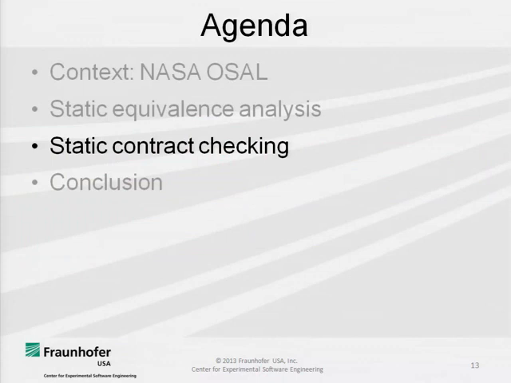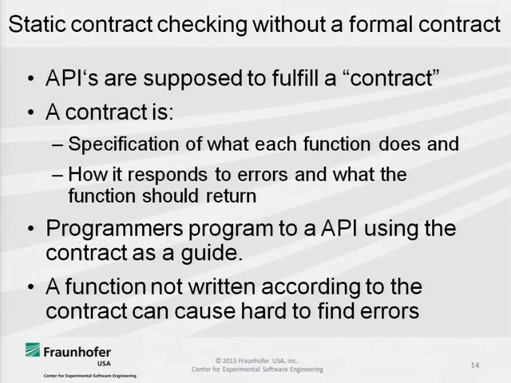All right. So next, I'm going to talk about contract checking. What is that? APIs are supposed to fulfill a contract. You know, if you see a header file, functions are documented in some form, right? And that's a contract for others. Okay, if you use my implementation, this is the guarantee I provide to you. That's what the contract says, right?